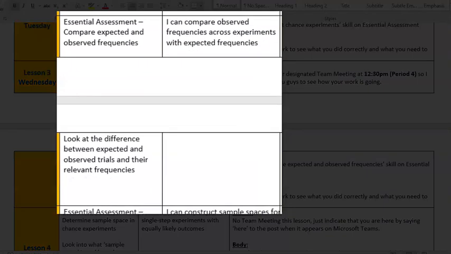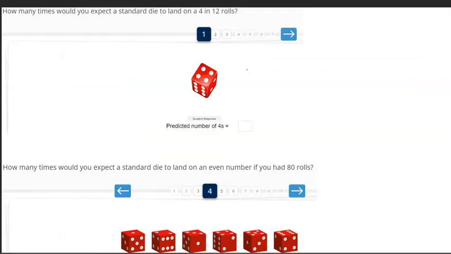The learning goal for this lesson is to look at the difference between expected and observed trials and their relevant frequencies, and the success criteria is to be able to compare observed frequencies across experiments with expected frequencies. This skill is really fairly similar to the previous skill that we looked into, the difference of theoretical and experimental probability. I've taken a few questions from essential assessment. Let's go ahead and tackle some of these in preparation for the skill.